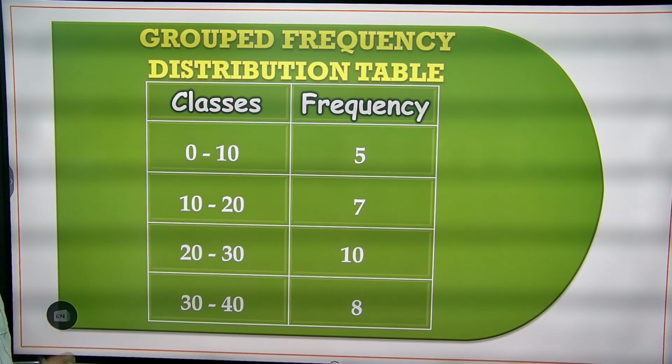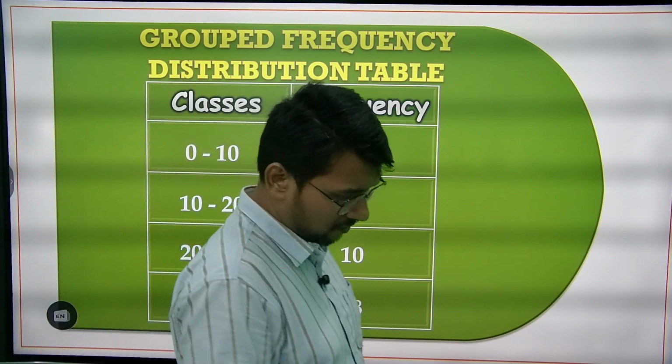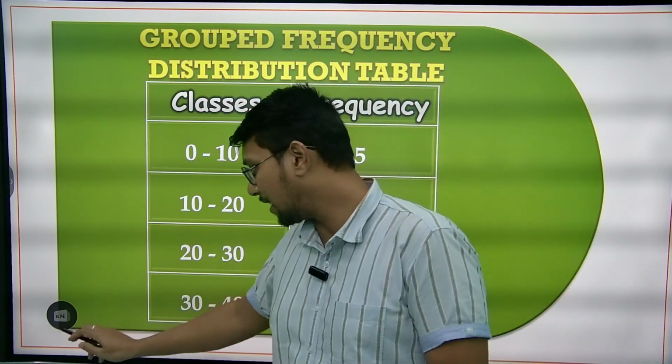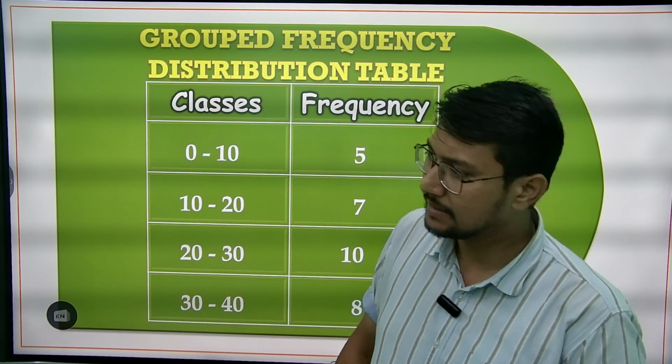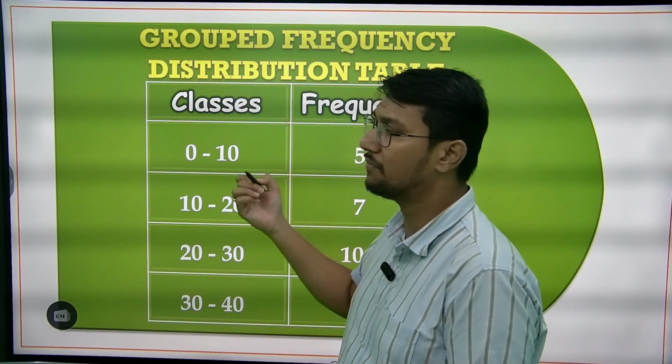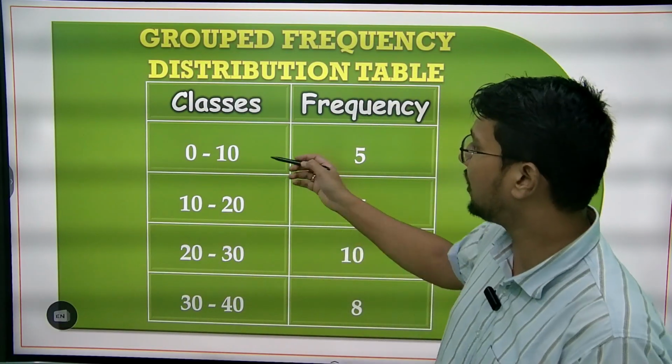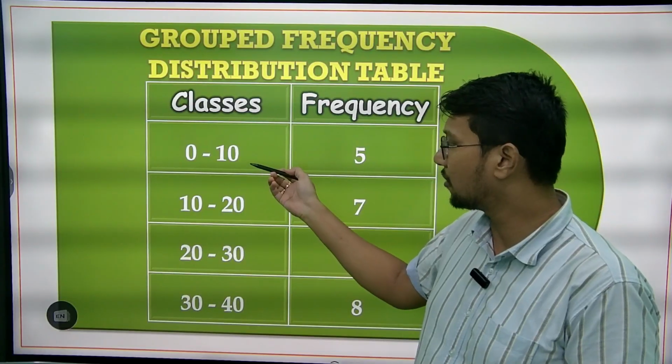But here there is a problem you can find while writing. You may get confused. Suppose a student has secured 10 marks. How much? 10 marks. Then where will his number come? In which group will he come, the first group or the second group?